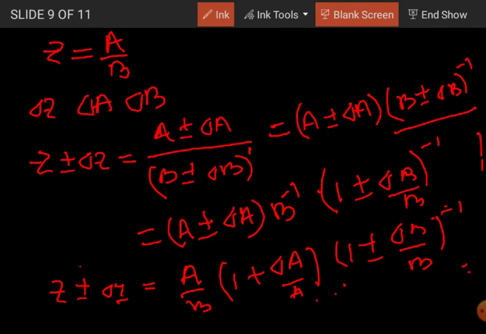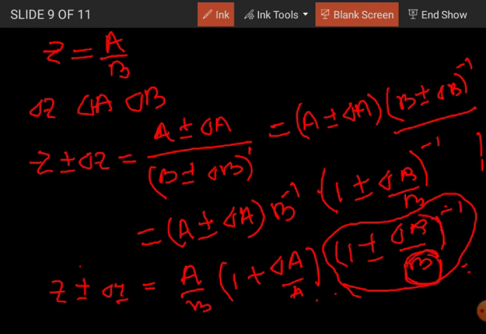Now we can apply that binomial expansion in this factor, 1 plus minus delta b by b to the power minus 1. Why? Because this delta b is very small, and a small quantity divided by a bigger quantity b makes the whole thing even smaller, right? So this delta b by b is less than 1, so we can apply the binomial expansion here. So in the next step, you can do it like this.